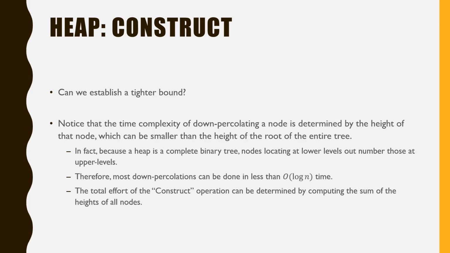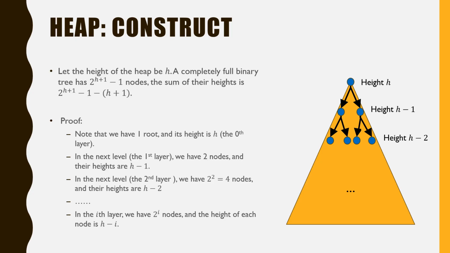To do so, know that we can find the upper bound for the number of swaps made in a single construction operation by summing the heights of all nodes in the heap. Denote the height of the heap as h. We claim that the sum of the heights of all nodes in the heap is given by 2 to the power of h plus 1, minus 1, minus h plus 1.